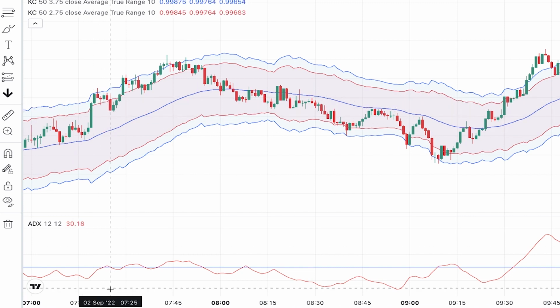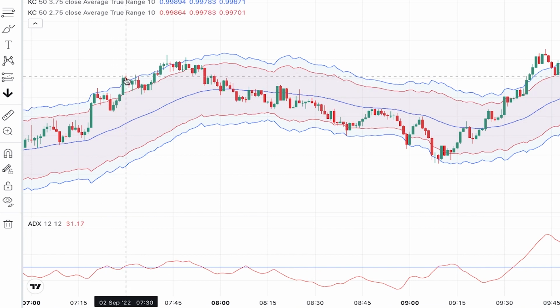But if we take a look at the ADX, we can see that ADX is below 30, so we don't enter a short position here at this point. Here again, the price went above the blue Keltner channel and then turned back and closed inside the red Keltner channel, but ADX is below 30, so we don't enter a short position.